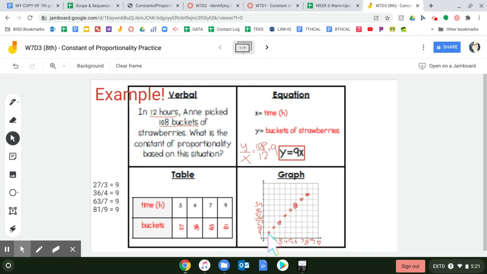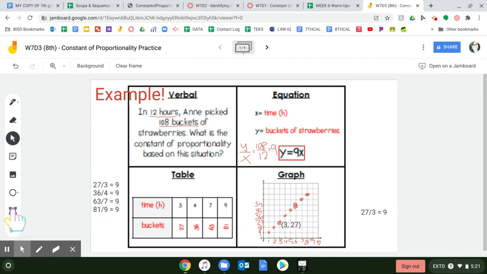If I took each of these data points and wrote out the point, let me pick this one right here, for example, (3, 27). If I looked at that data point and did my y value divided by my x value, 27 divided by 3, I would get 9. And that's what these data points show. Data points are not just numbers, they actually relate back to the situation.